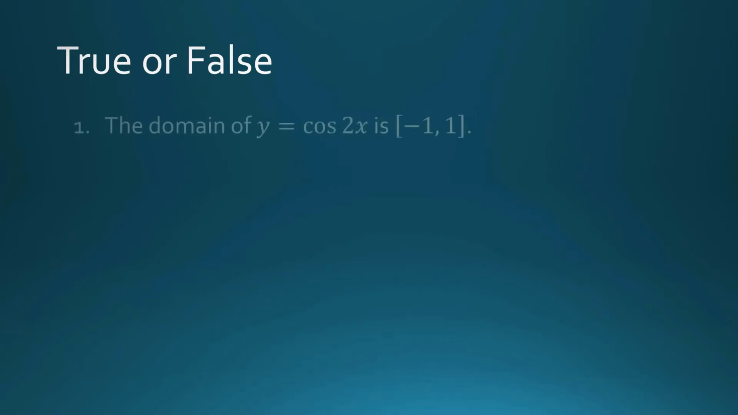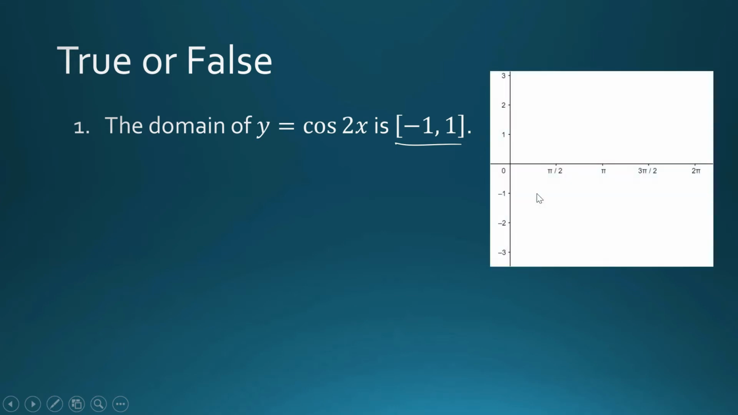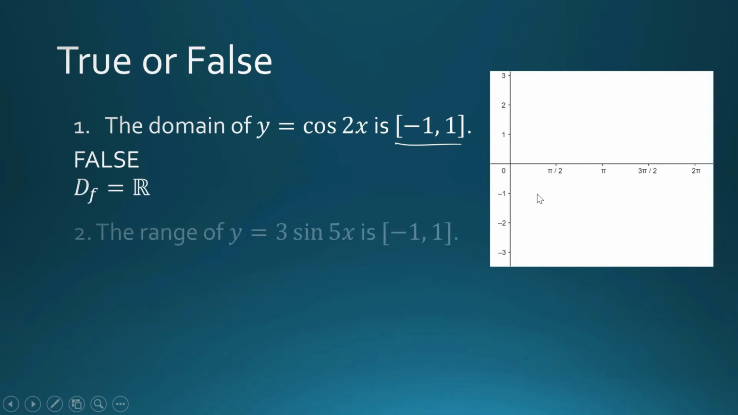True or false? The domain of y is equal to cosine of 2x is negative 1 to 1. So this one is false, because this is the range. That is not the domain. The domain of your cosine function is the set of real numbers. Any value of x will do for your cosine.